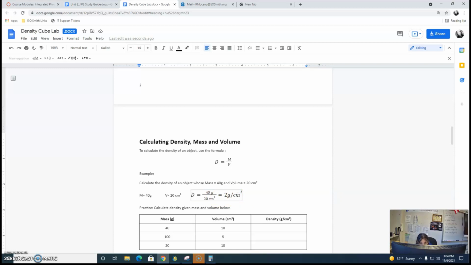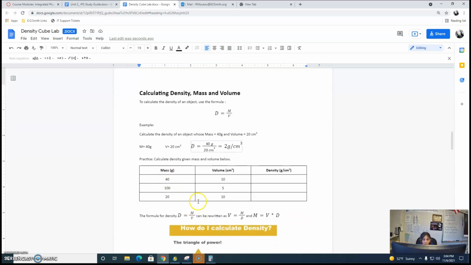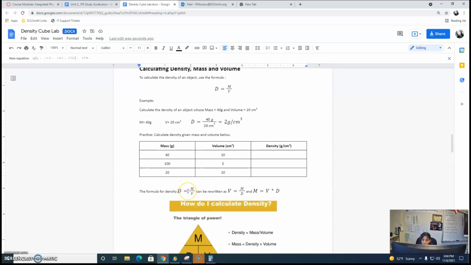Same thing. So again, I'm asking you guys to now practice using different values that I'm giving you here for mass, different values for volume. I'm asking you to use the same formula, calculate the density. All right? Now, this formula for density can be rearranged just using simple algebra.